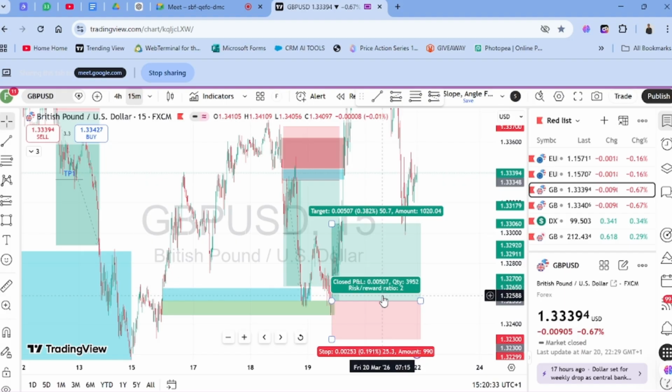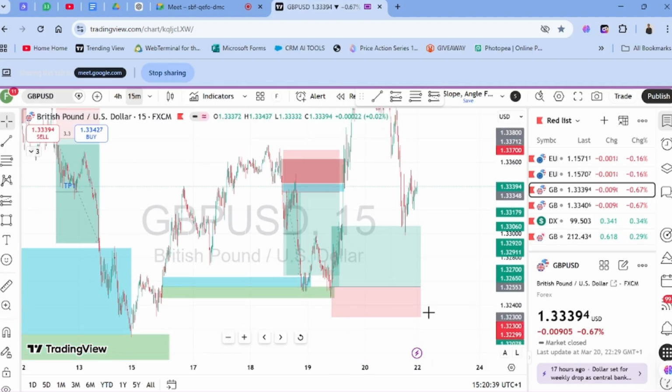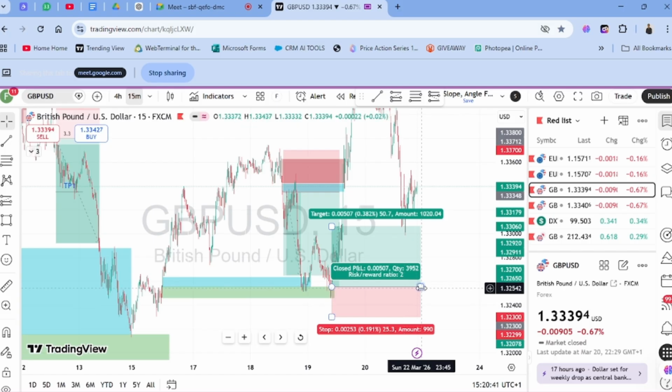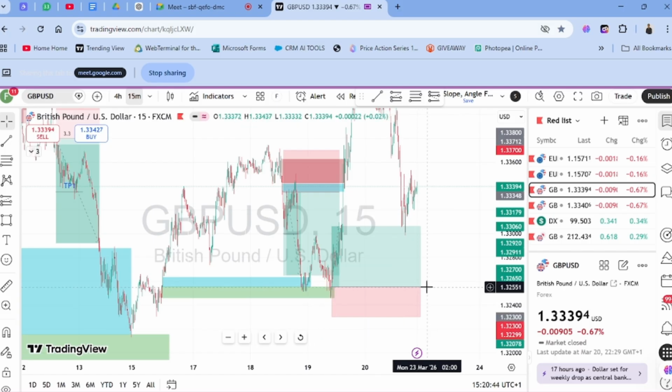Let me show you. The green in the middle shows the pips count. This thing here is showing the pip count. Let me show you this trade here. Even without counting it, without TradingView, these are basic fundamentals.